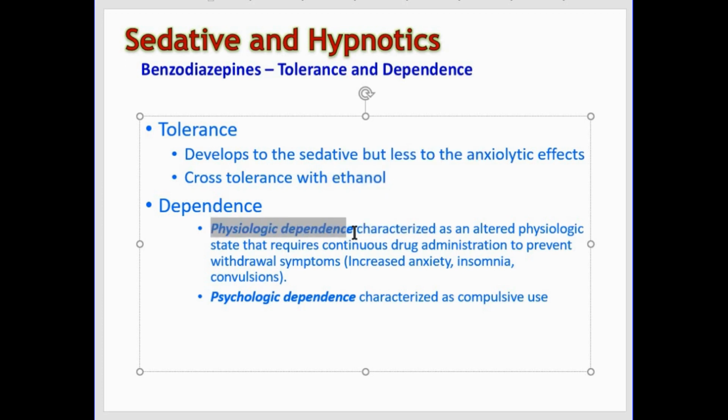Dependence: a patient can have physiological dependence if these drugs are used for a long period of time. Physiological dependence means the patient's body needs the drug. Why? Because if you stop the drug, the patient will experience withdrawal symptoms. Psychological dependence means compulsive use, meaning the patient needs the drug. So psychological dependence is kind of a synonymous term with addiction.